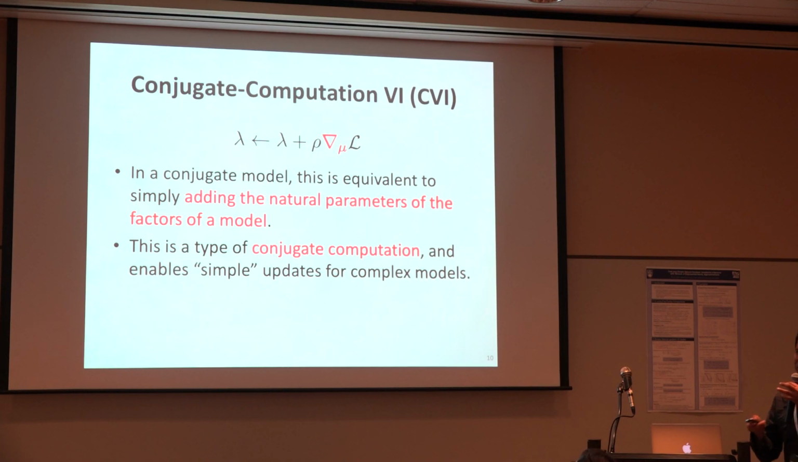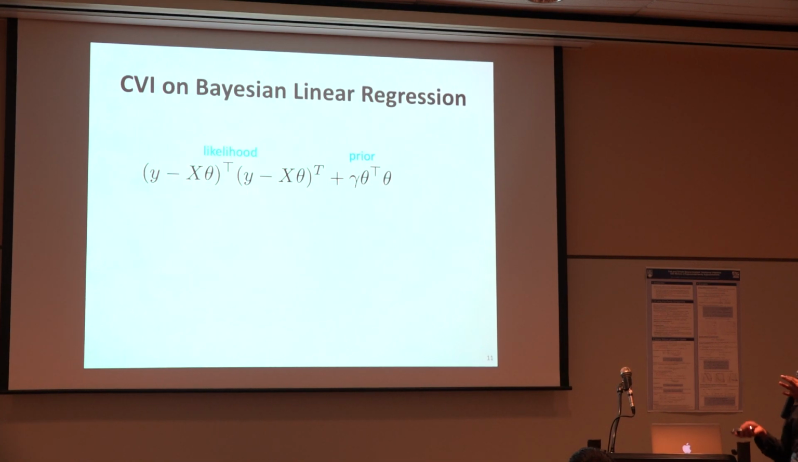I don't have time to really go into the detail of what conjugate computation is, but I'm just going to show you a simple example on a conjugate model. Then I'll talk about conditionally conjugate models, and then I'll talk about non-conjugate models. Okay. All right, so let me start with a very, very simple example, Bayesian linear regression.